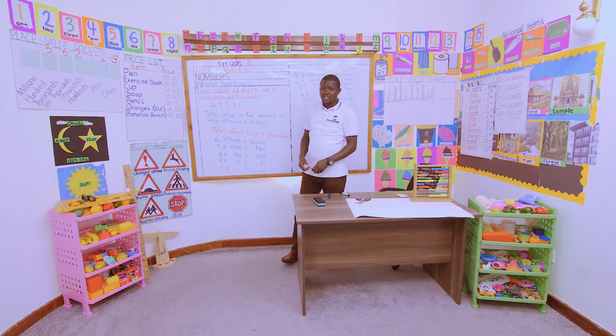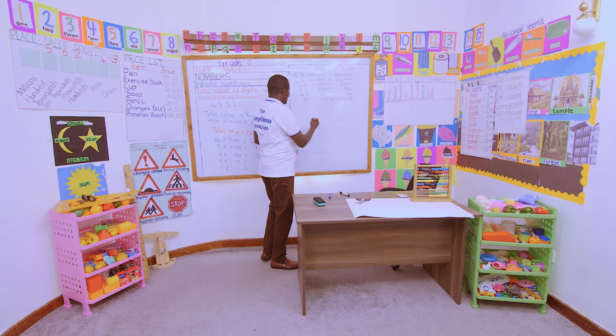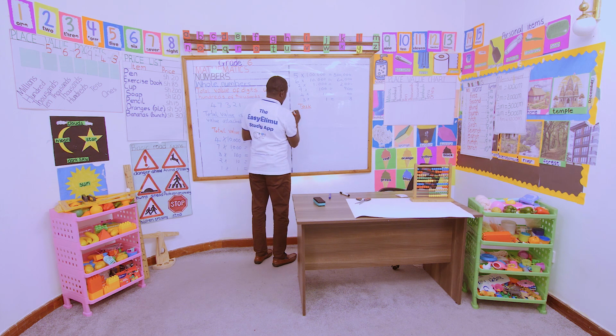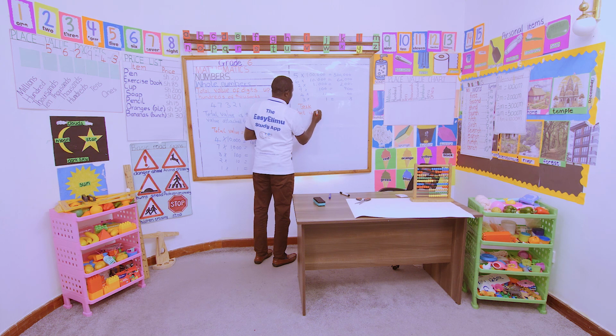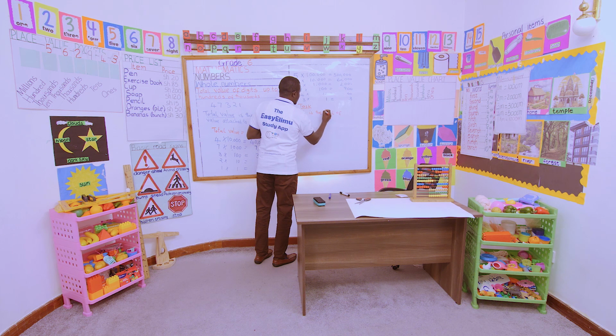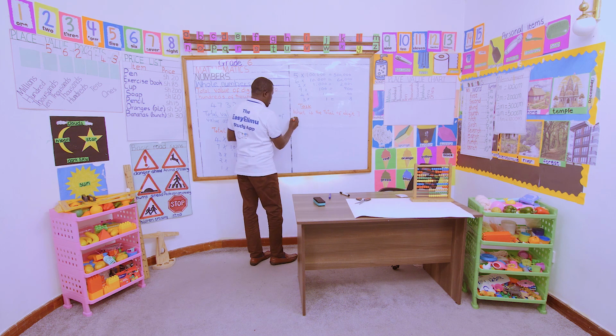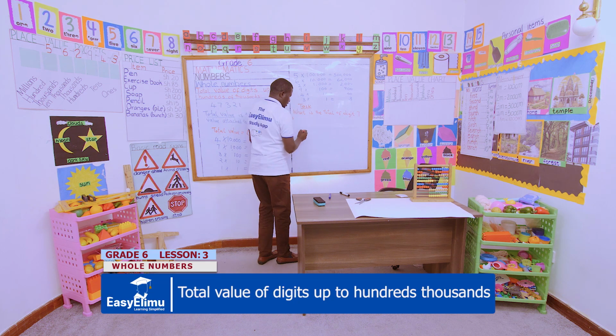And as we wind up our lesson, learners, work out the following task. What is the total value of digit 7 in the following?